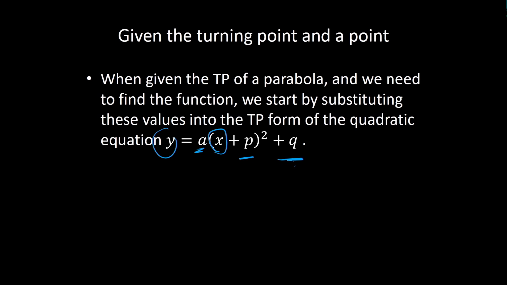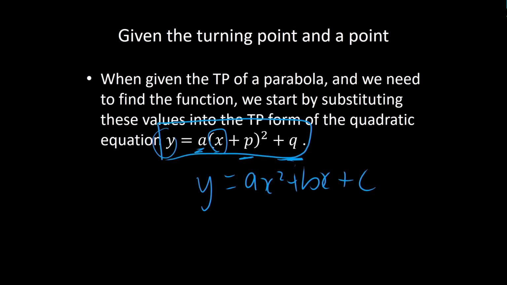So in this case, if you are given the turning point and a point, do not use that other form to find the equation of the parabola. You can, but it's going to take you long. Rather go straight into using the turning point form of the quadratic function to help you find the value of a by substituting the turning point in and the point that you were given.